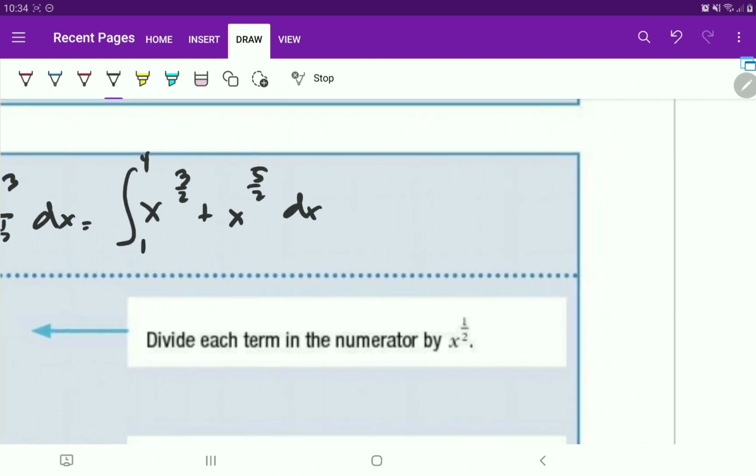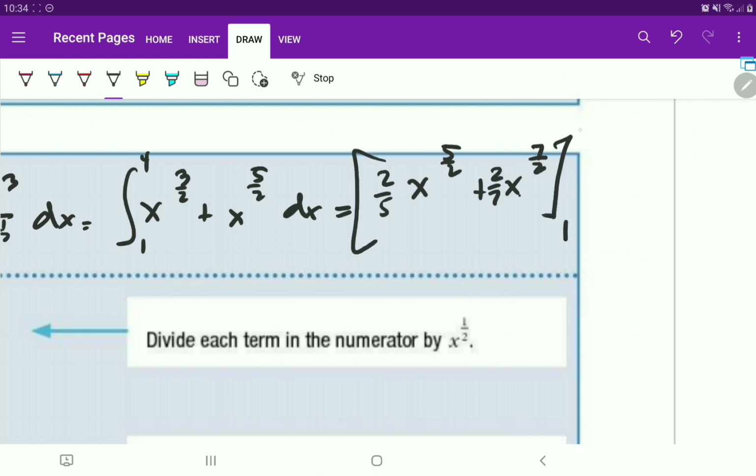Now we are ready to integrate. So that's going to be x raised to 5 over 2 times 2 over 5. And this is now equal to plus x raised to 7 over 2 times 2 over 7. And that is from 1 to 4.